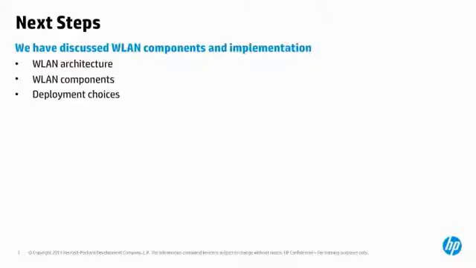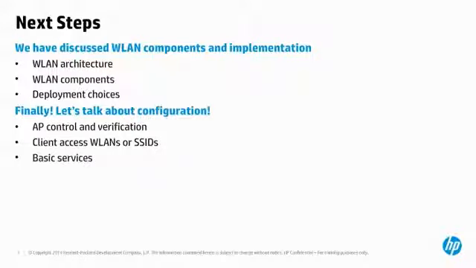Our discussions in this session have focused on WLAN components, architecture, and deployment options. Now that we know about deploying these components, well, you probably know what's next, right? We want to learn how to actually configure this stuff. In the next session, you'll learn how to configure HP's converged wired wireless access controllers. This includes initial configuration and AP control, as well as configuring SSIDs for client access and more.